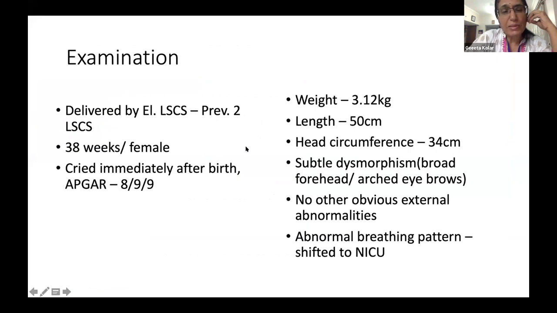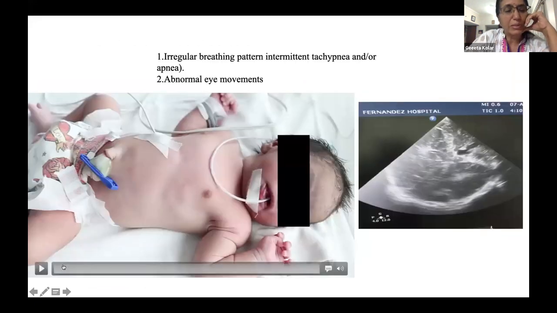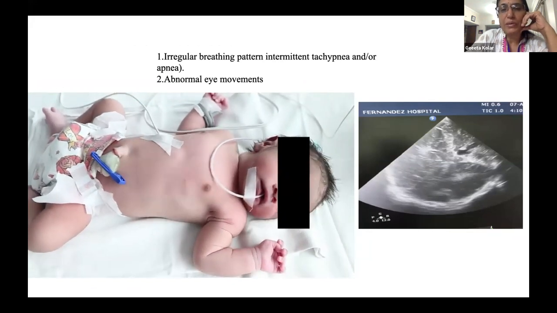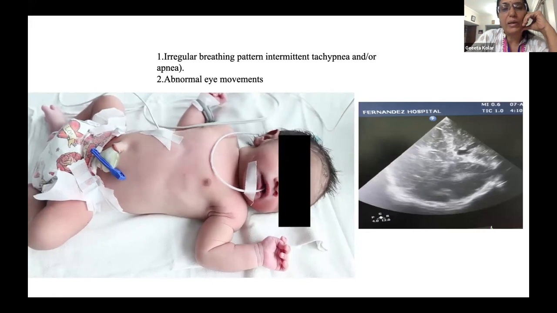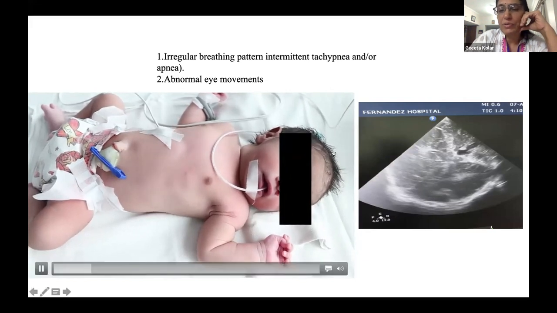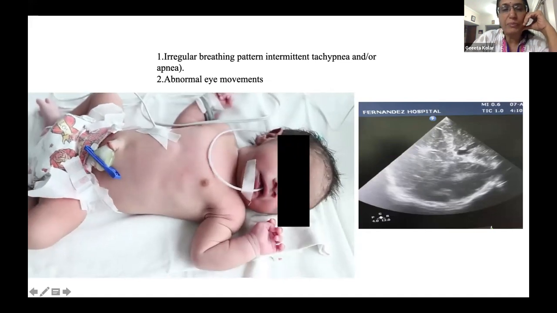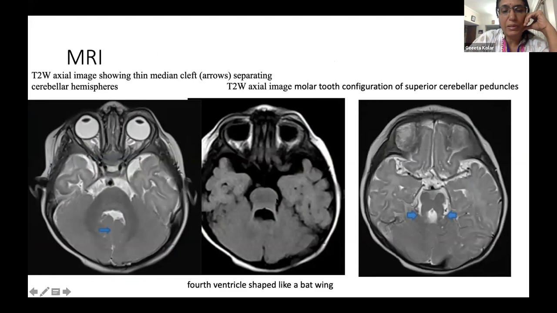So she had a cesarean section in view of previous sections, a 38 weeks female. The weight was 3.1, everything was fine. There was subtle dysmorphism and no other. But what was typical was this: there was an irregular breathing pattern with intermittent tachypnea and apnea and abnormal eye movements. A neurosonogram confirmed the same findings, and an MRI was done again, and you find the molar tooth sign again. The fourth ventricle was shaped like a bat wing.